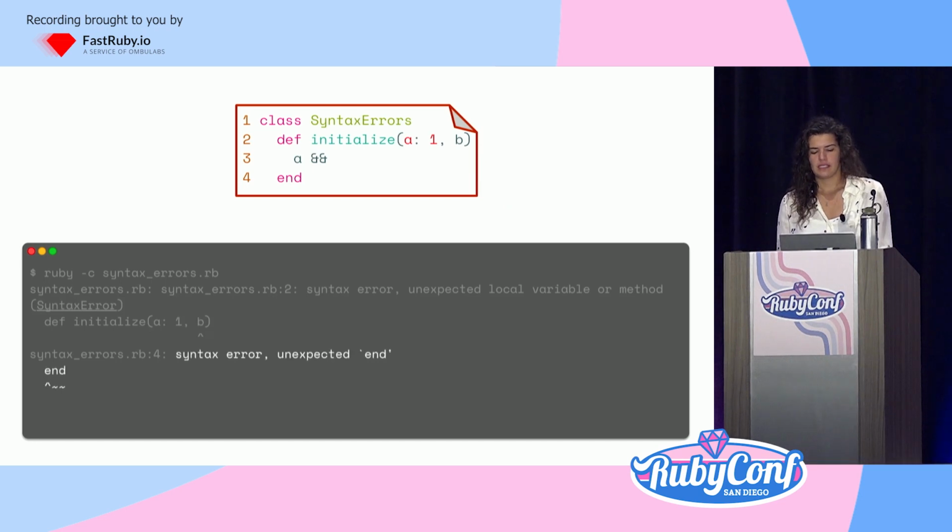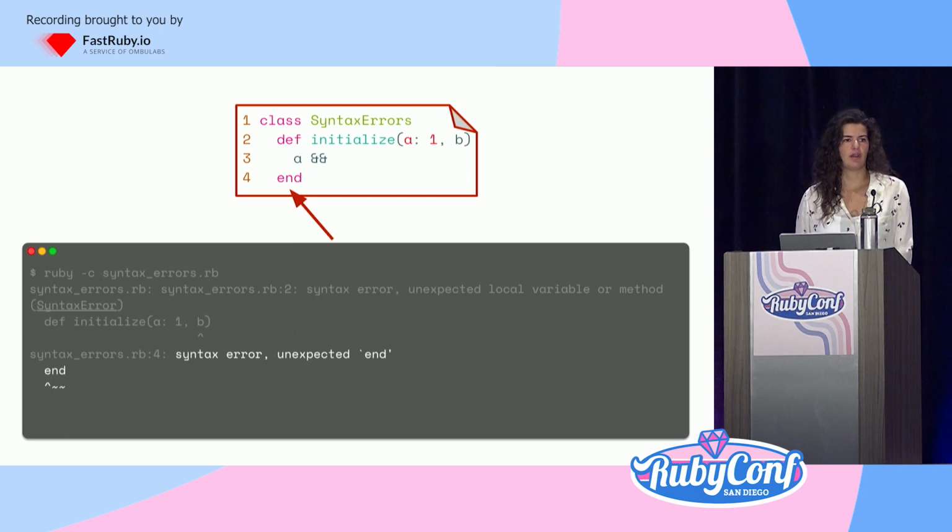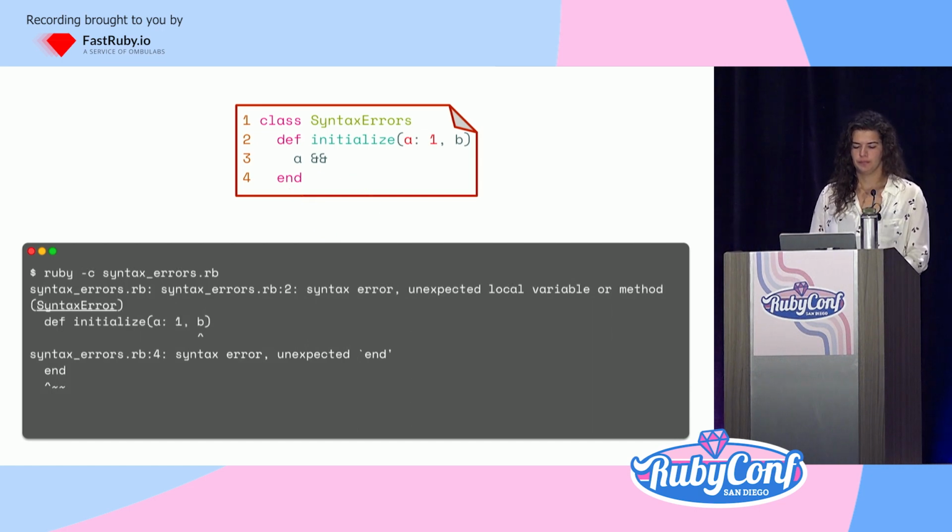And it also gives us this unexpected end, which is also a little confusing to me. Right? What it's saying here is this end is unexpected because it wanted something else to follow the ampersand. But instead of saying, hey, there's nothing following the ampersand, it's just telling us the end is unexpected. And it notably doesn't mention this missing end, the third syntax error we just discussed.